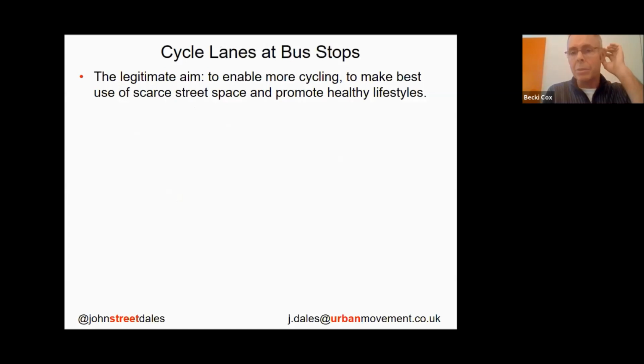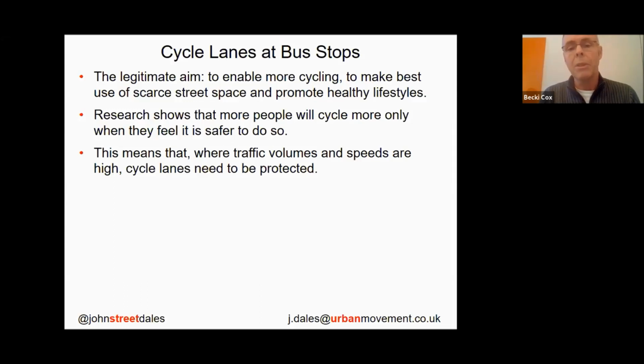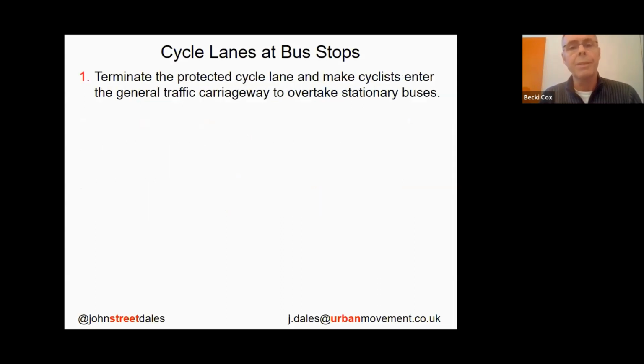Our legitimate aim is to enable more people cycling. It's a policy aim, it's there as well. That is a clearly established legitimate aim. What else do we know? Well, we know that research shows that if we are to achieve that aim, people will only cycle more when they feel it's safe to do so. In busy streets, people will only feel it's safe to cycle if they're protected from traffic. We know that. The problem is, if we do that, the simple fact is when our protected cycle lanes, which you have to do, right? When they get to bus stops, we have a challenge. And it's a challenge we can only meet in one of three ways.